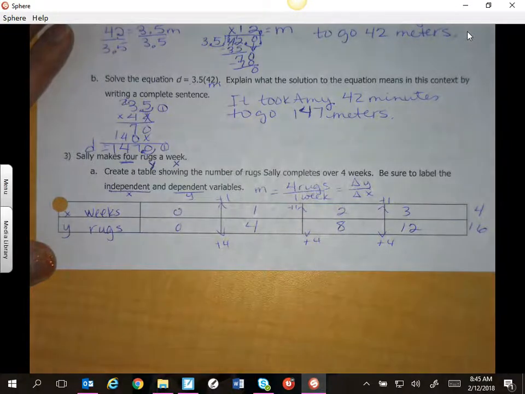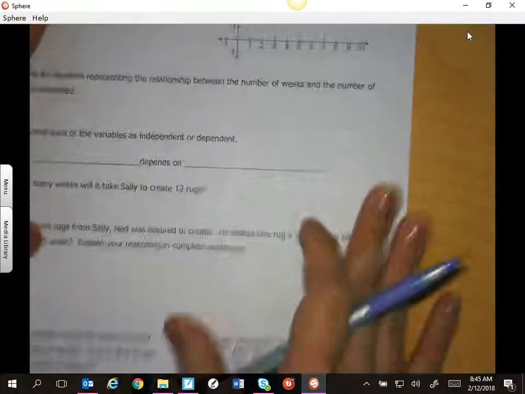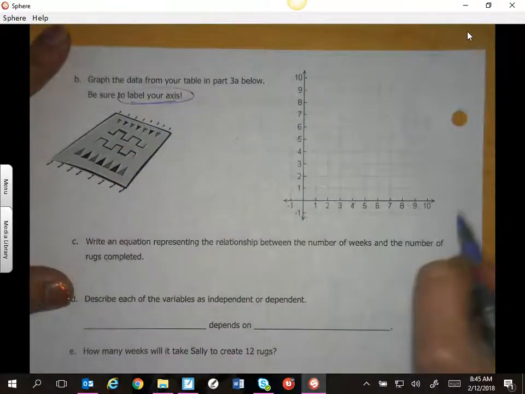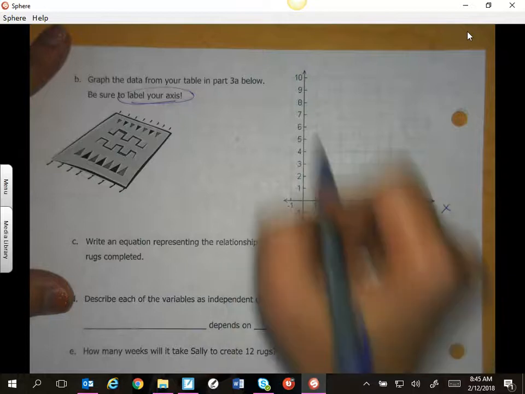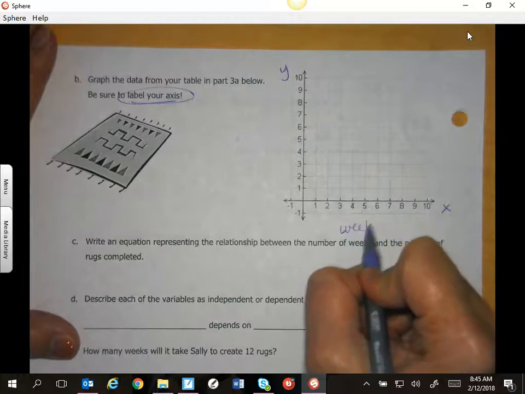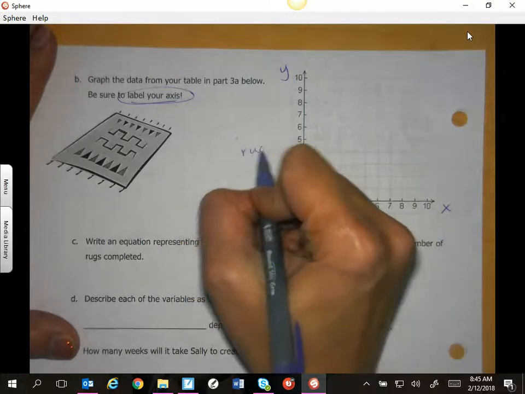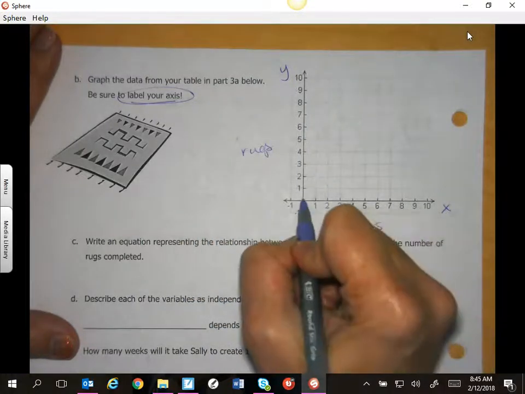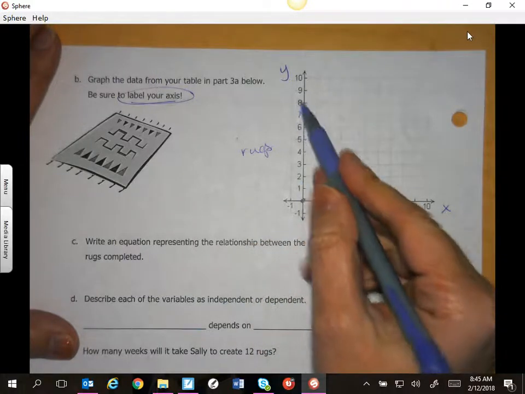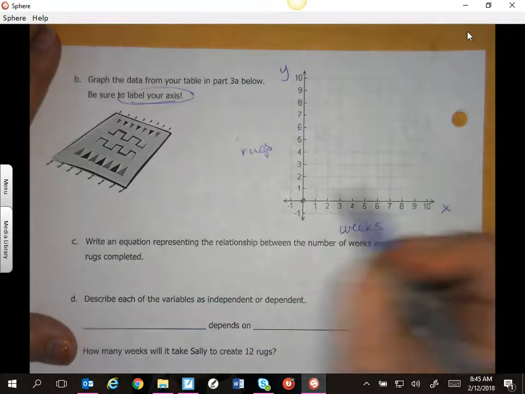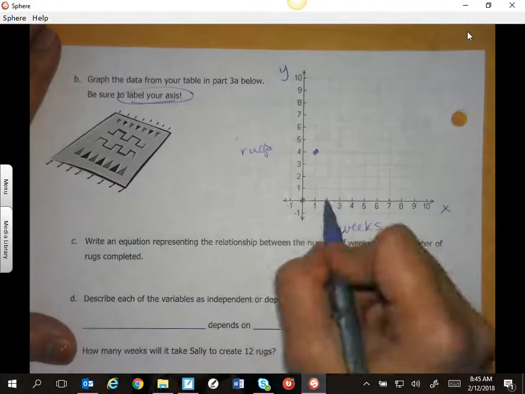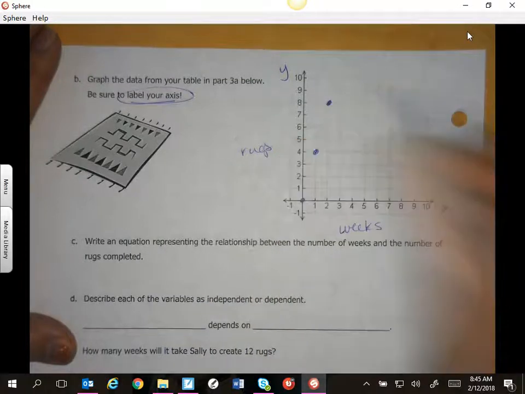Okay. On the back, it's going to ask us to graph it. This is not a great scale. You do need to make sure that you label your axes. Remember, X is across, is horizontal, and Y is vertical. So our X, our independent variable, was weeks, and our dependent was rugs. We're not going to get a whole lot on here based on the scale. If you wanted to change the scale by 2s, you could fit more. But we'll leave it the way it is. 1 week, we had 4 rugs, and in 2 weeks, we had 8 rugs.